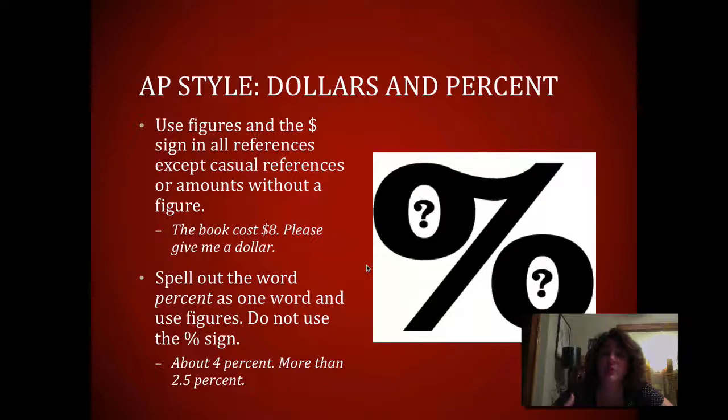We always use numbers when it relates to dollars and percents. So you'll notice here the book costs $8. If we have something that's cents, we use numerals, but we actually write out the word cents. And we always write out the word percent. We never use the percent sign. That has been an AP style rule since the beginning.